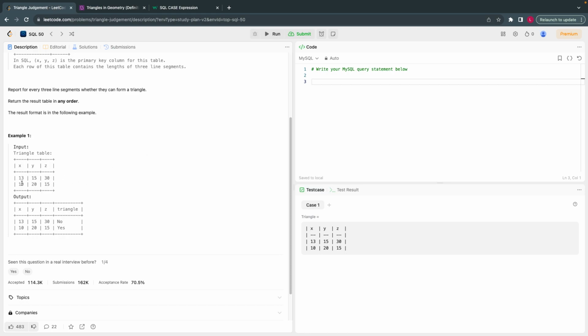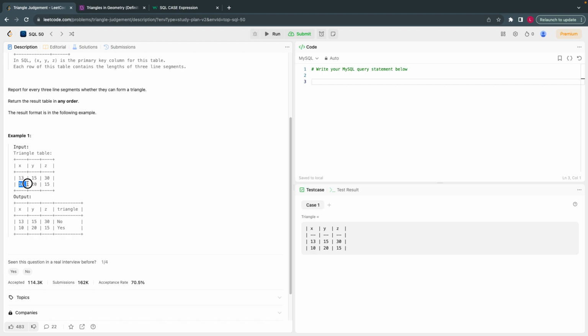Let's come back here. If I take the sum of these two, the sum of these two should be greater than this one. So if I combine 13 plus 15, which is less than 30, this is not holding the property of a triangle. That's the reason it is not a triangle. Let's take one example here. If you take x plus y, which is 30, which is greater than 15. This one condition is fine, but we have to check for all the combinations.